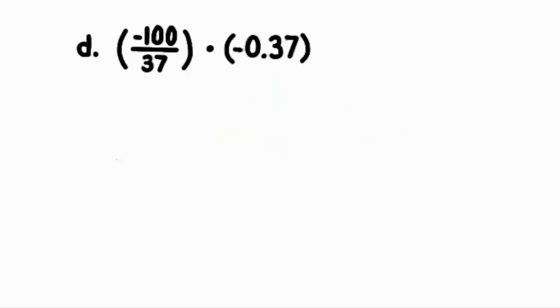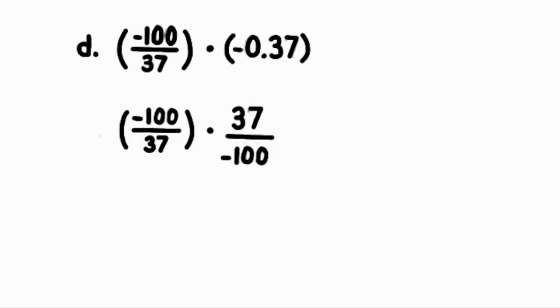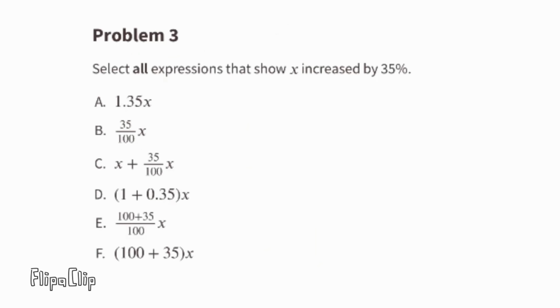D. -100 over 37 times -37 hundredths. Again, we can write them both as fractions. -100 over 37 times 37 over -100. You can already tell that this answer is going to be positive 1 because negative 3700 over negative 3700 equals positive 1.